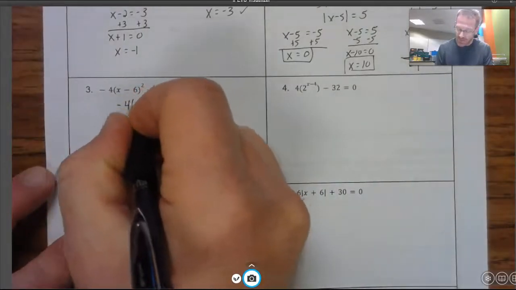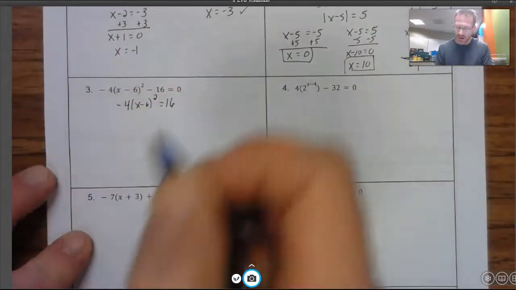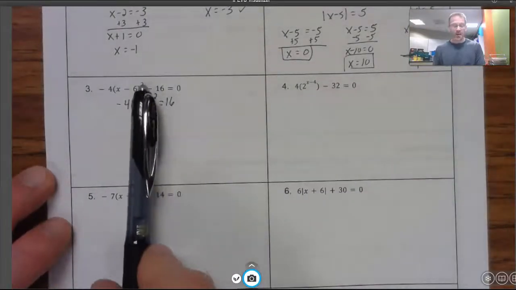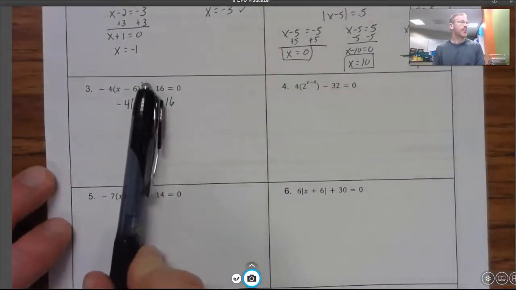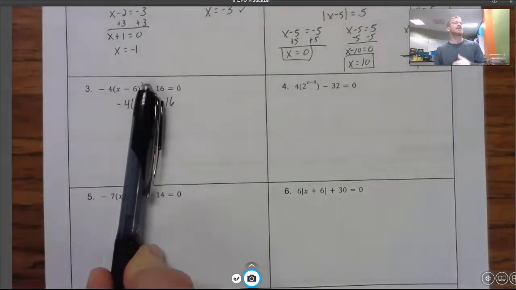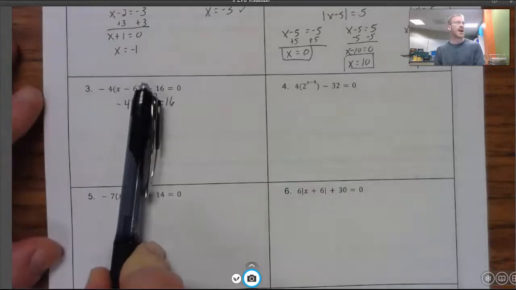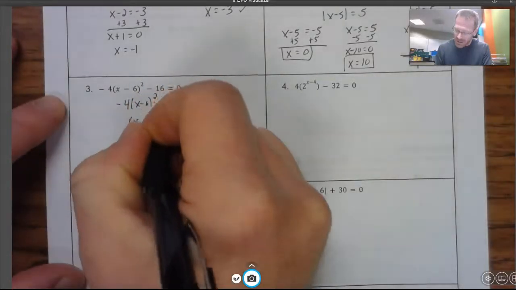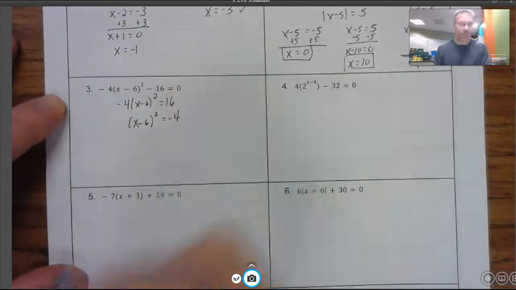So negative 4 times x minus 6 squared is equal to 16. Now it's a multiplication question. I cover all this up. Negative 4 times what is positive 16? And it's negative 4 times negative 4, so a negative times negative gives us a positive. So whatever's behind my pen has to be negative 4. So x minus 6 squared equals negative 4.